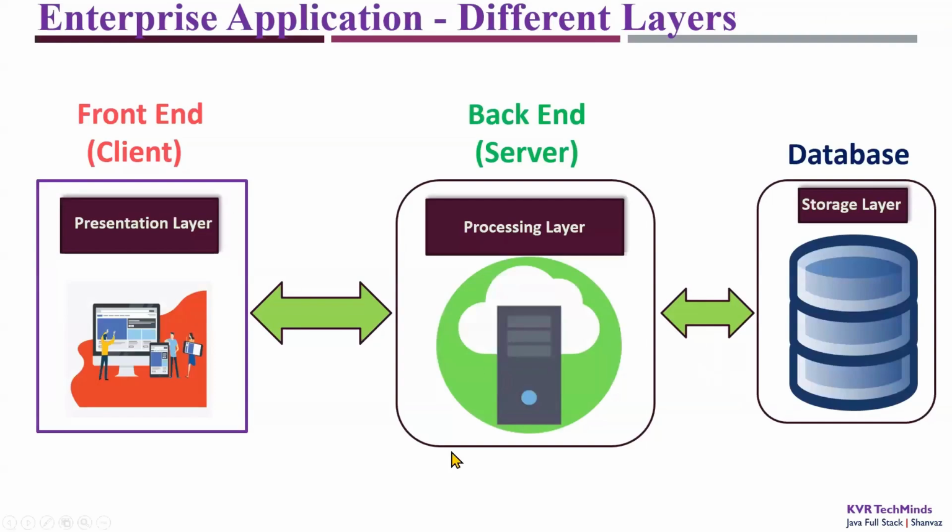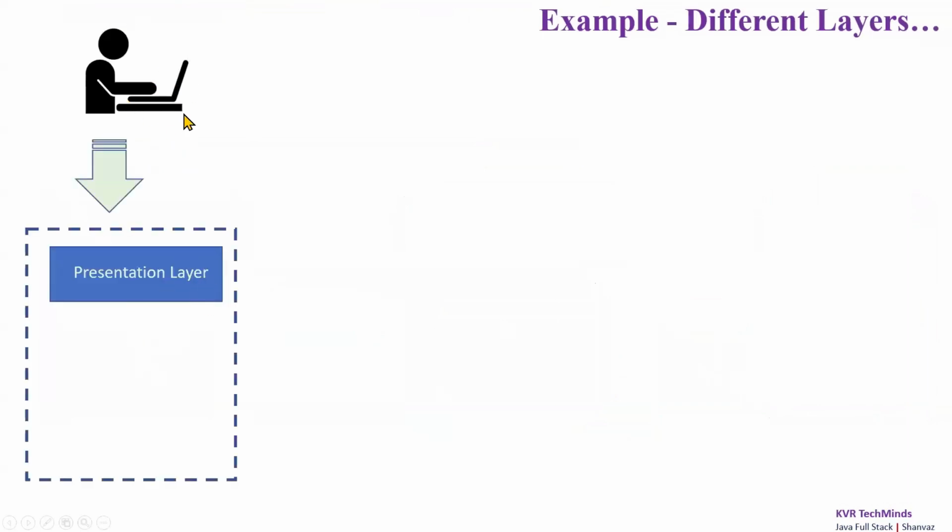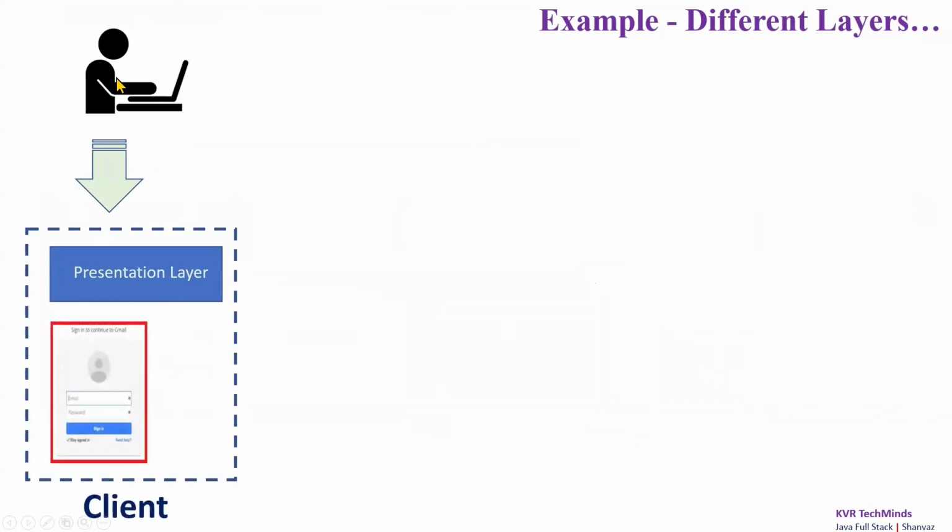Fine. Let me elaborate on this a little bit. Let us try to understand this flow with one example. See here, someone is sitting with a laptop, and this is the presentation layer, right? This is the client. Fine. And now this user, this client, wants to log in to a Gmail account. He wants to log in to a Gmail account, right?